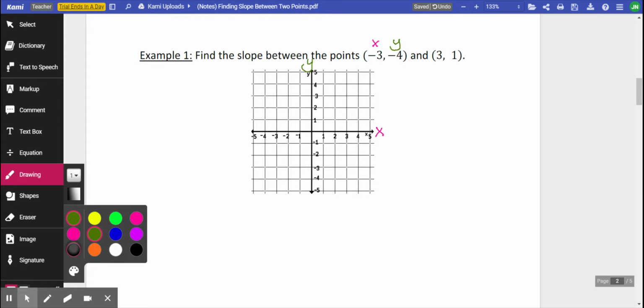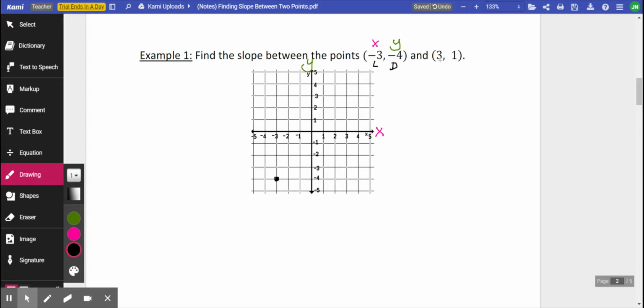So our first point, -3, -4, would mean to the left 3, and then down 4. So starting in the middle, we're always going to start at the origin. We go to the left 3, 1, 2, 3, and then down 4, 1, 2, 3, 4. First number is always left, right. Second number is always up, down.